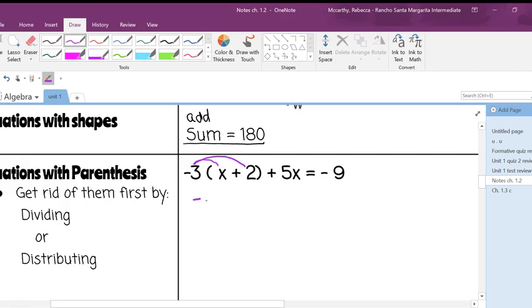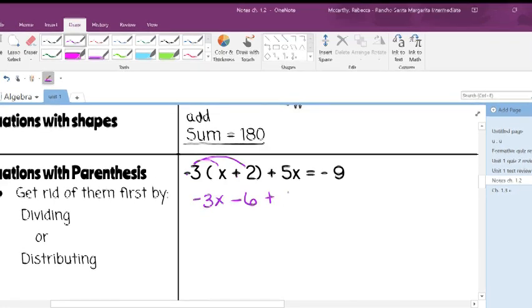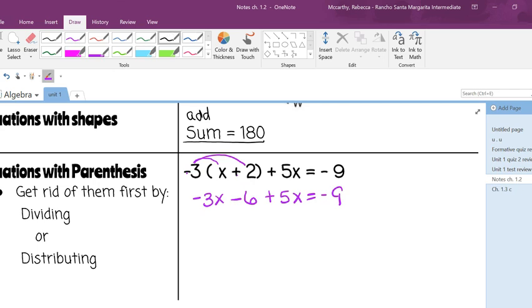So that gives me a negative 3x minus 6, because a negative times a positive is a 6, plus 5x equals negative 9. I apologize. There we go. Notice I drew the arrows. I want you to get in that habit to make sure it's taken care of.